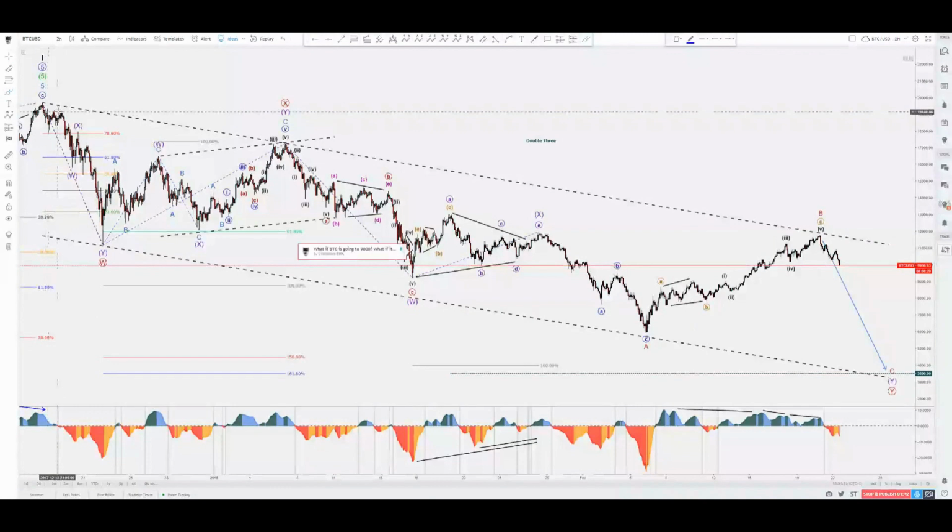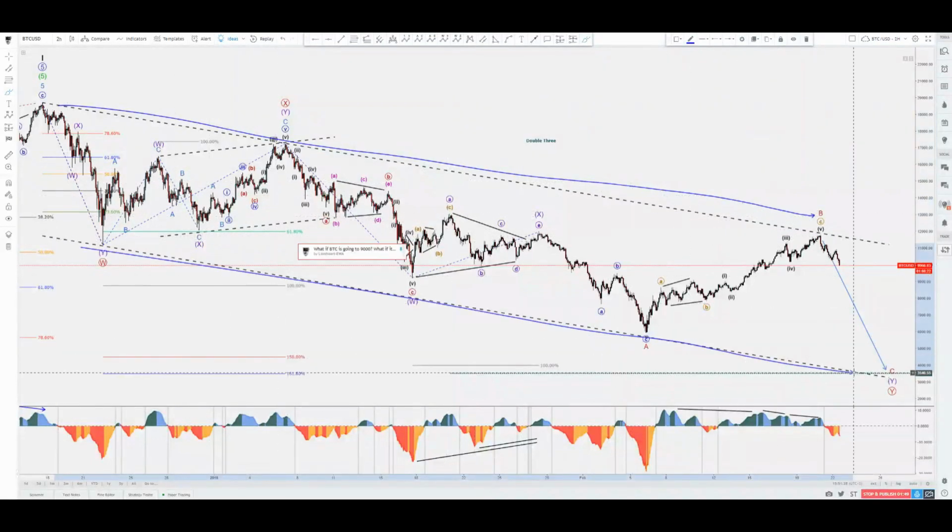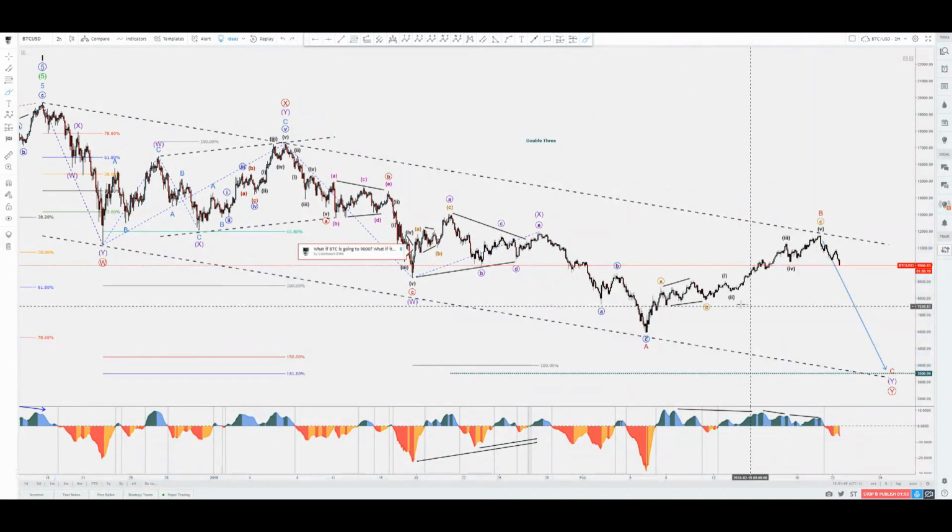How it unfolded is within a descending channel, as you can actually see it right here. So it's descending, guys.